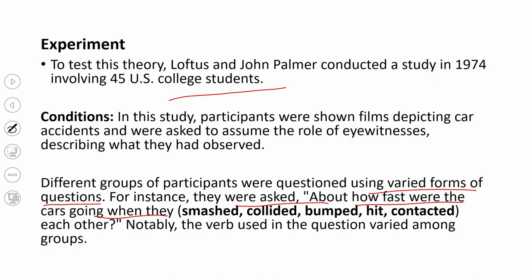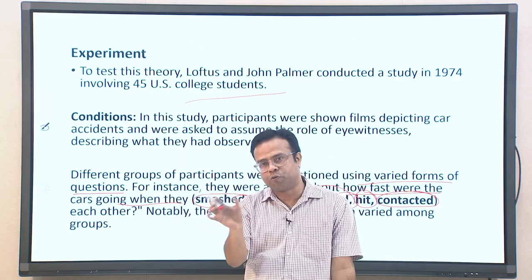For some groups they used the word smashed. So, what was the speed of the car when they smashed each other, that was the word used. For other participants they used the word collided with each other. For others they used bumped with each other. For others they used hit with each other, and for some other participants they used when the cars contacted each other. So, different verbs were used for different participants, but the question was the same.